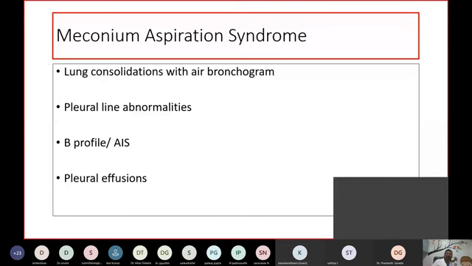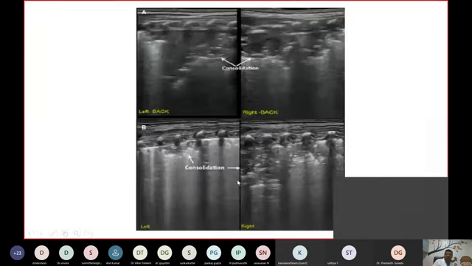Again, you need to correlate with the clinical picture and history. So you will see lung consolidations with air bronchograms, you will see pleural line abnormalities, you can see B profile or pleural effusion. So these are different lung ultrasounds in meconium aspiration. You can see a lot of consolidations, B line profile, again subpleural consolidations, thick pleural lines.